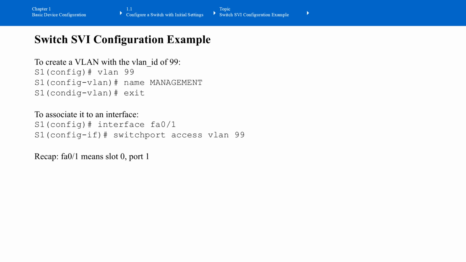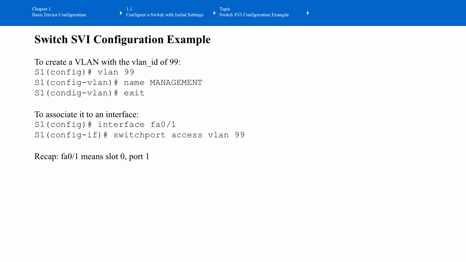Here is an example showing how to create a VLAN. We are creating a sample VLAN called VLAN 99. First, we need to enter into the global configuration mode. You can see this by checking the prompt S1, followed by parentheses, and then config inside. This indicates we have already entered the global configuration mode. Then enter the command vlan, followed by a space, and then the VLAN number, 99. Hit the enter key. Now we are in the VLAN configuration mode.